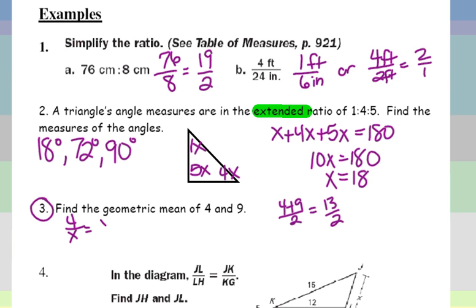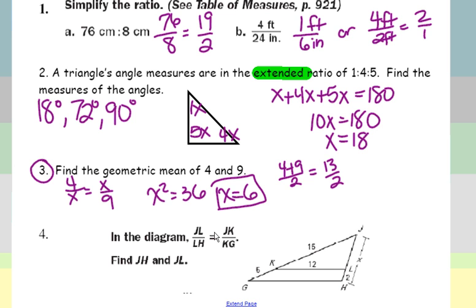Okay, so I would have done 4 over x equals x over 9, and that means, when I cross multiply to solve, to use my cross products property, I get x squared equals 36, and that means that x equals 6. And we're only going to consider the positive value, geometric mean. We always use positive numbers, so we're going to talk about the positive root.